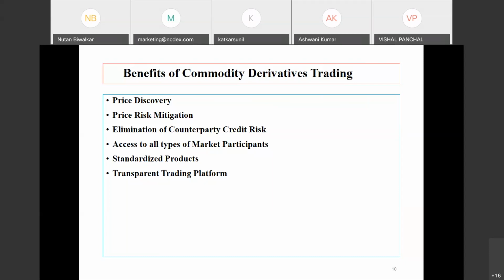Then standardized product, homogeneity and standard. I'll come to that in my succeeding slide. Transparent trading platform: the platform is also transparent. It is an automated, anonymous trading platform, so you don't know who your counterparty is, because the clearing corporation plays that role.